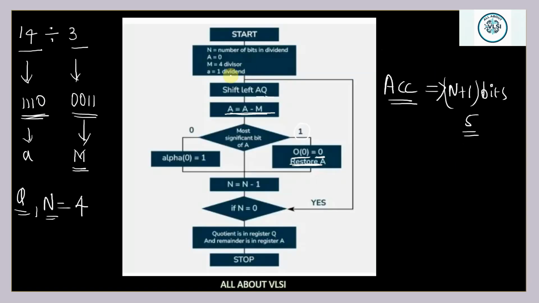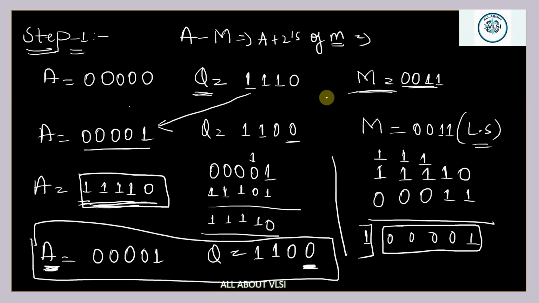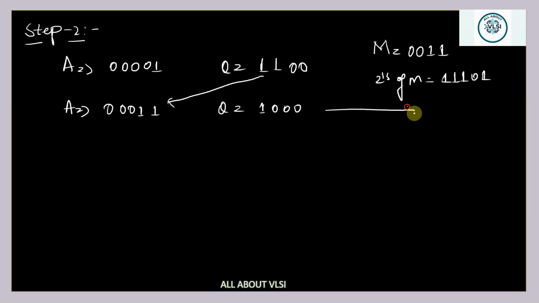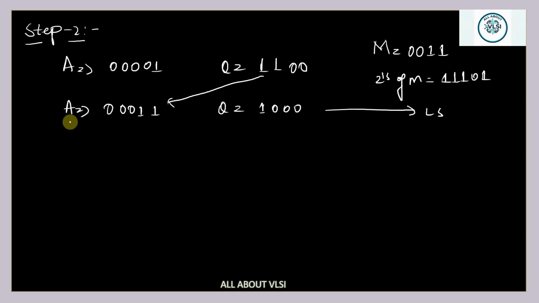Now again, I'm going to perform the shift left operation in step number 2. So what are we going to get? The A value will be updated to 00010, and this one will be shifted over here, 1. And the quotient value is nothing but 1000. Okay, this is my left shift operation which I have performed. After performing the left shift, what should I do? I should basically subtract A with M. If I want to subtract A minus M, then I can perform A plus the 2's complement of M.